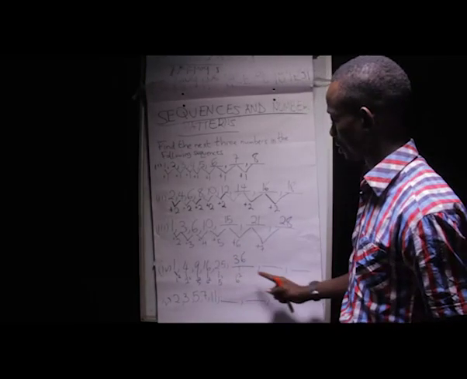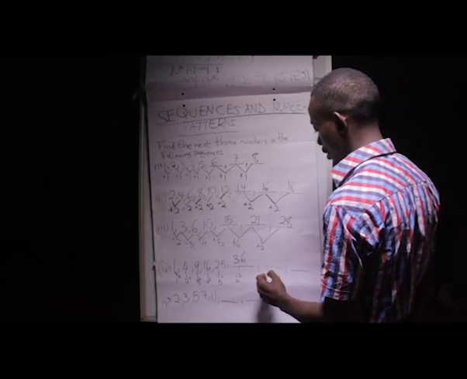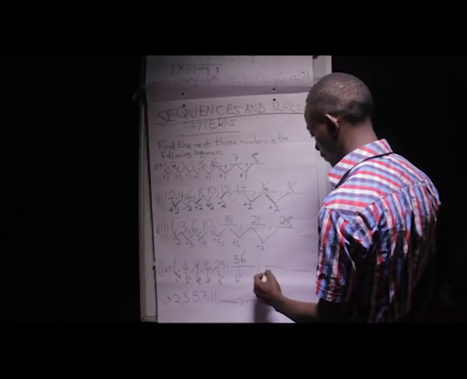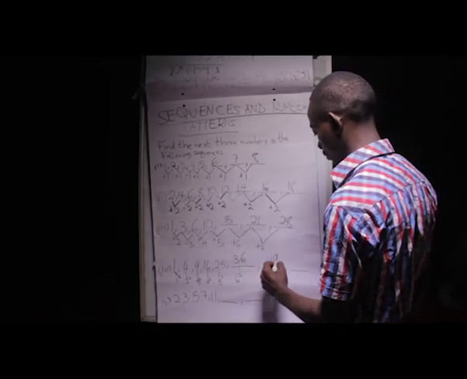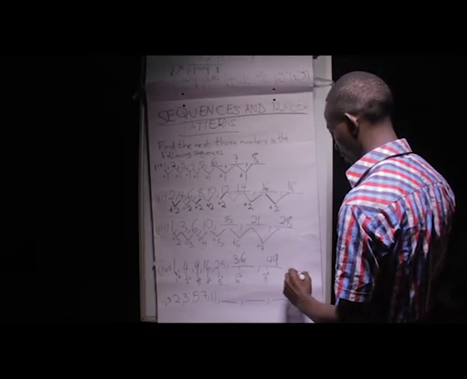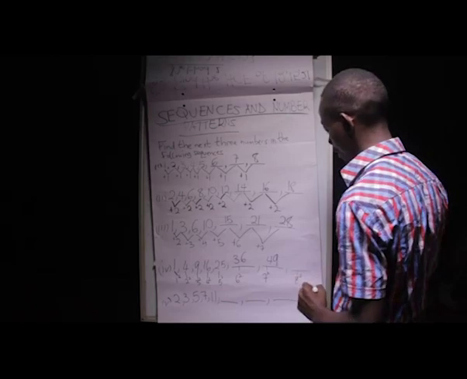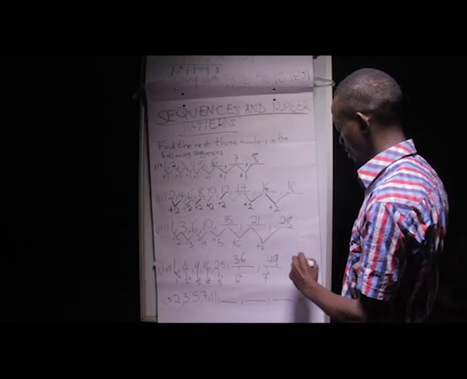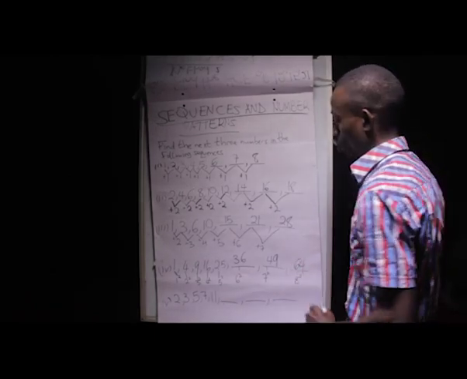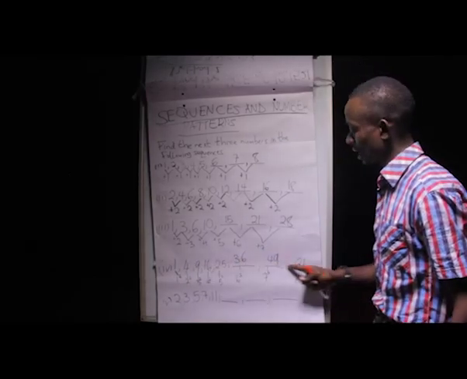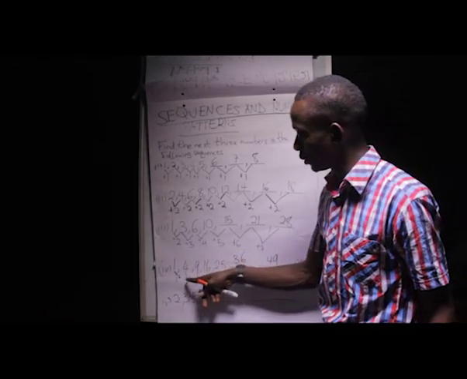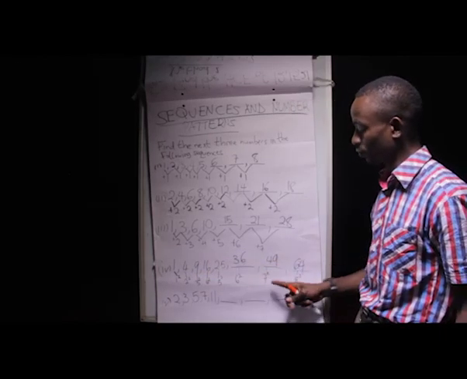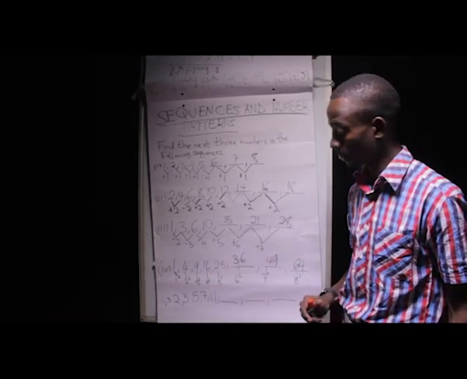After 6, I proceed to the next number, which is 7. So I'm going to have 7 squared. And 7 squared is 7 times 7, giving me 49. From there, I proceed to the next number, which is 8. 8 squared is 64. So when you look at these numbers, these are what we call square numbers. In other words, you keep on squaring the different natural numbers for you to get the square numbers.